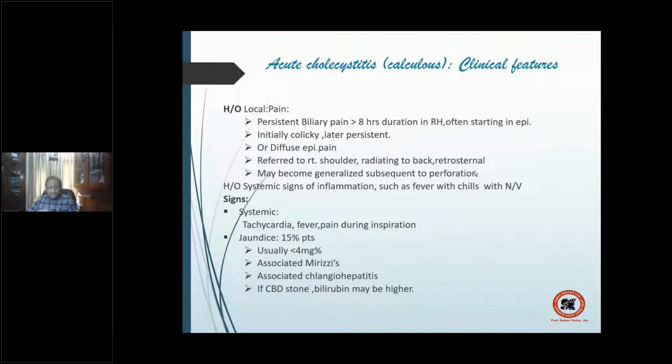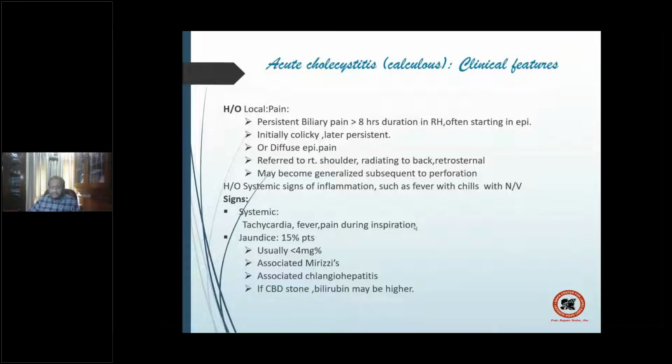The signs are important, and the general signs are related to the tachycardia, the fever, and the pain during inspiration, a very typical sign, especially. So, this should be mentioned as tenderness during inspiration, not pain during inspiration. That would be a symptom. Tenderness during inspiration would be a sign. So that would be there when the parietal peritoneum is inflamed or the inflamed gallbladder is so huge that it tends to come in contact with the parietal peritoneum momentarily during the zenith of the inspiration.